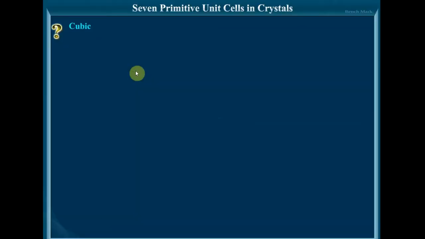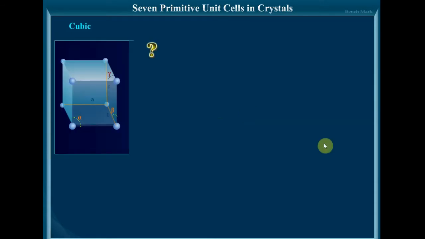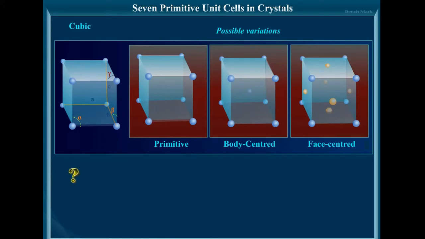Next, we are going to learn the various crystal classes and the various types of unit cell possible for them. The total number of various crystal classes is 7, and that's why you can see here the heading topic is 7 primitive unit cells in crystals. So what are they? The first one is the cubic type.